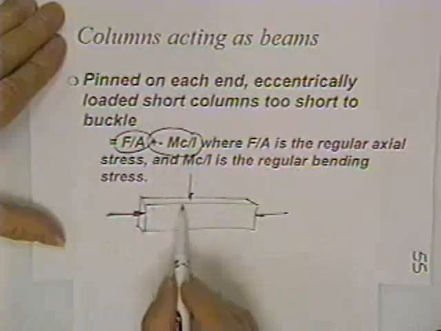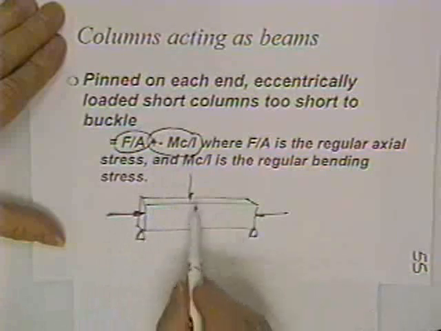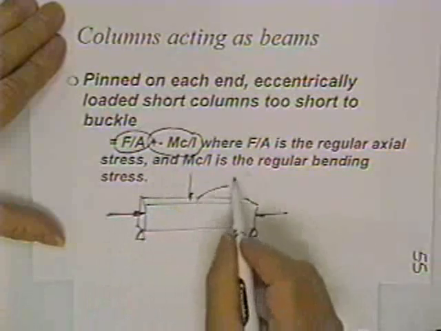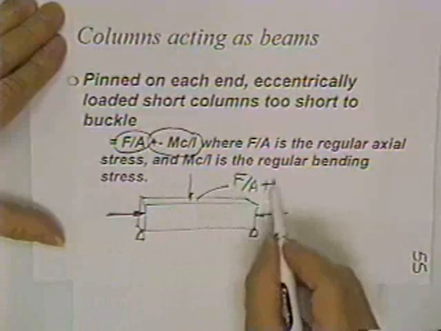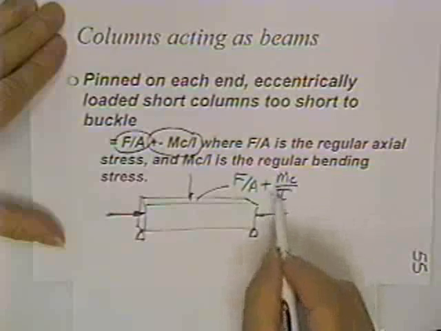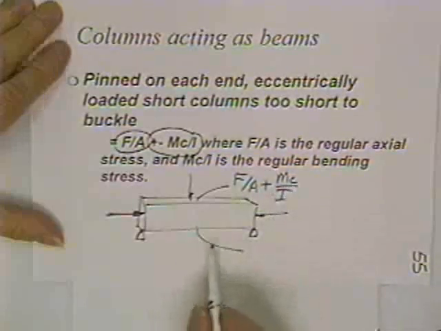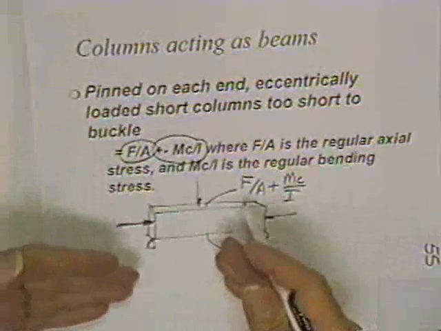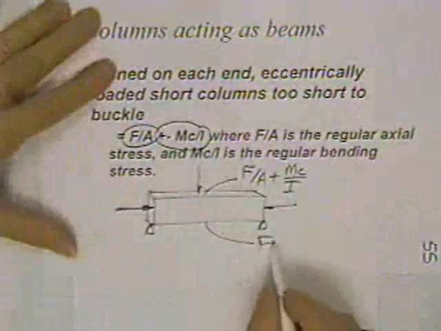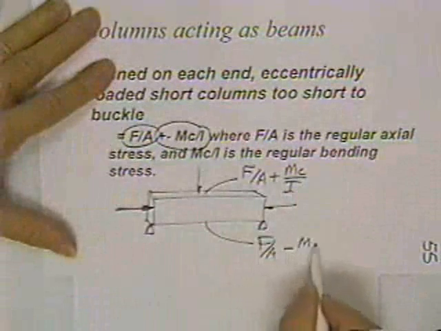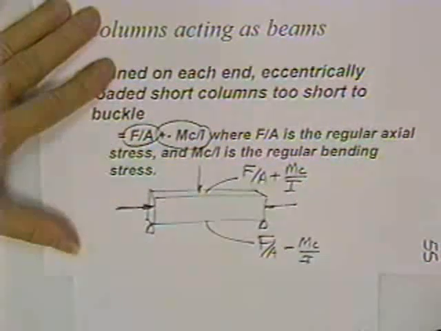On one side, you'll have compression due to the axial load. In this beam right here, you'd also have compression on the top. So the maximum stress on the top would be, tell me that part from what you already know. On the bottom, you'd have compression due to the axial load, but you'd have tension due to the bending. So that would be F over A minus MC over I. Now, back to column.